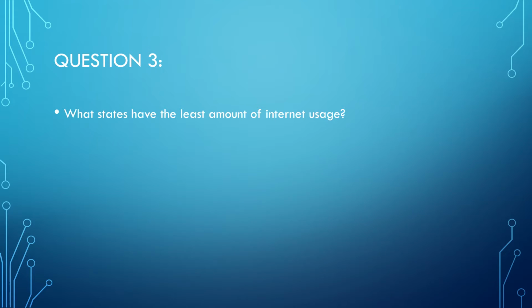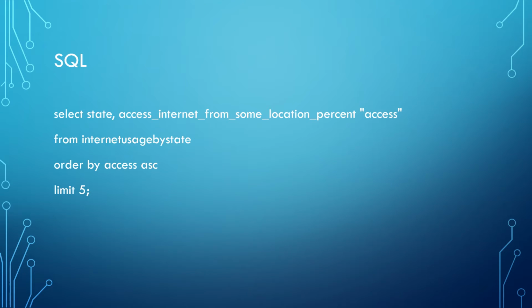The third question will answer, what states have the least amount of internet usage? This SQL query had two columns, state and access, from internet usage by state. I ordered it by access ascending so we can get from the lowest ratings to the best, and also limited it to 5 so we can see the bottom 5.